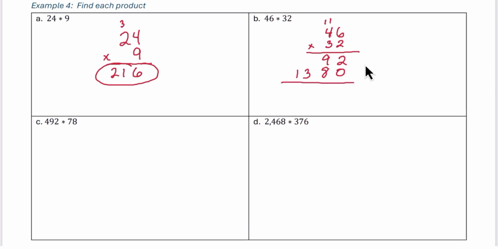We next want to add those partial products. 2 plus 0 is 2. 9 plus 8 is 17. So we write a 7 and carry the 1. 1 plus 3 is 4. And then we bring down the 1. We have 1,472 as the product.